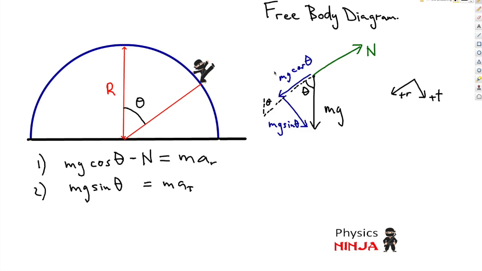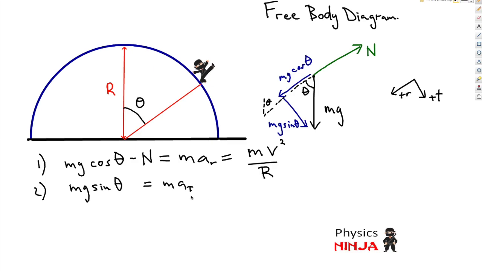Now if I look at equation 1, I could fix this right-hand side by noting that the radial acceleration, which we've seen before in uniform circular motion, although this is not uniform, still applies instantaneously. The only thing that's different is the speed now changes as Physics Ninja slides down the roof. So the acceleration, I can replace by v squared divided by r.